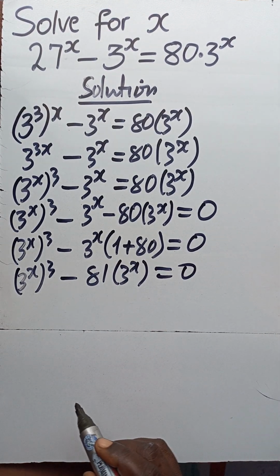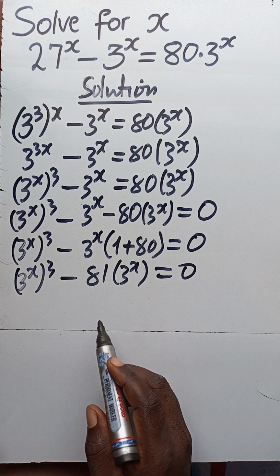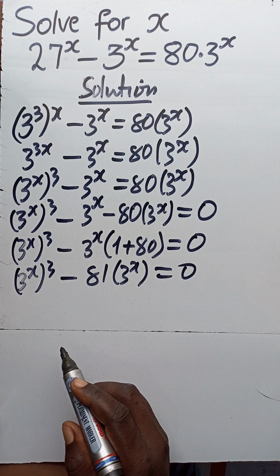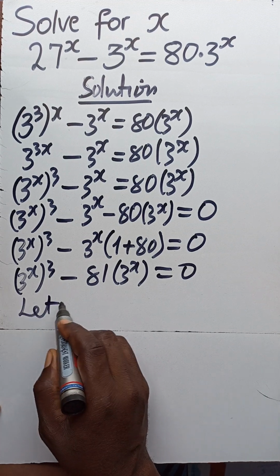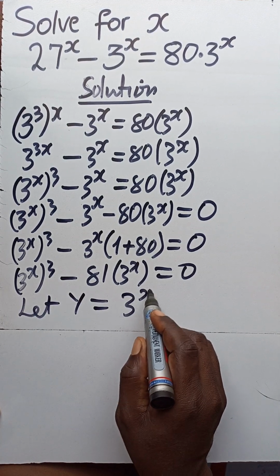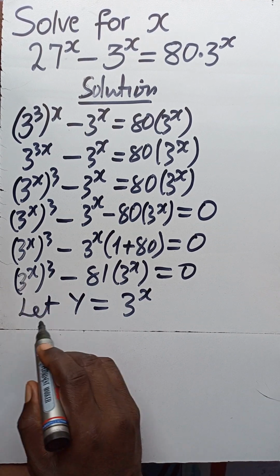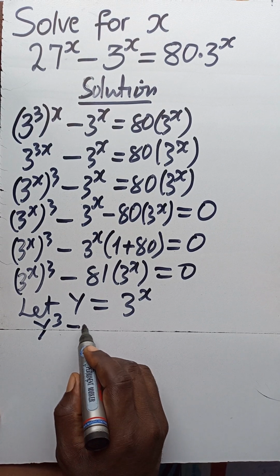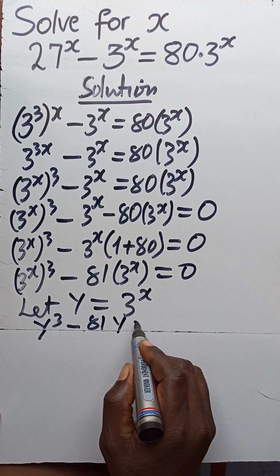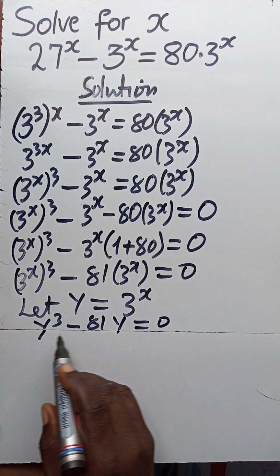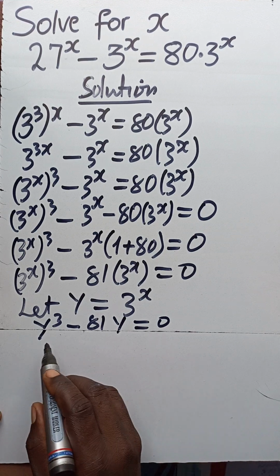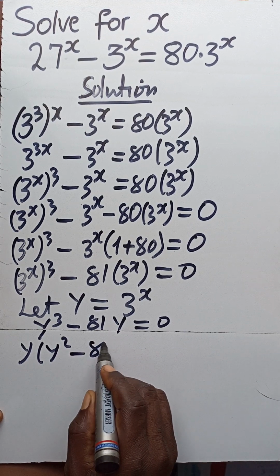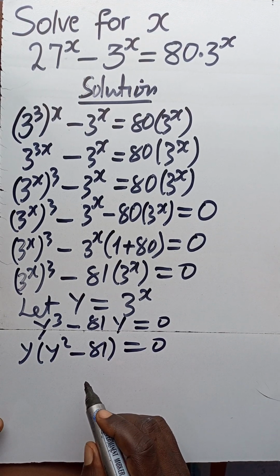At this point, we see a cubic expression in terms of 3 to the x. To make it look clearly, we can make the substitution y equals 3 to the x. So that when we put it there, we can see clearly that it is actually y cubed minus 81y is equal to 0. All right, if we take our factorization process, y is common. So we have y into y squared minus 81 is equal to 0.